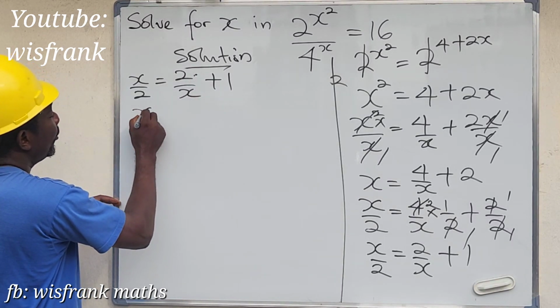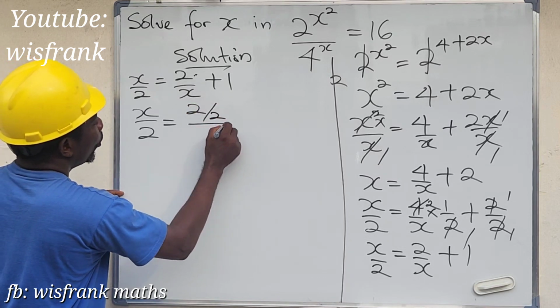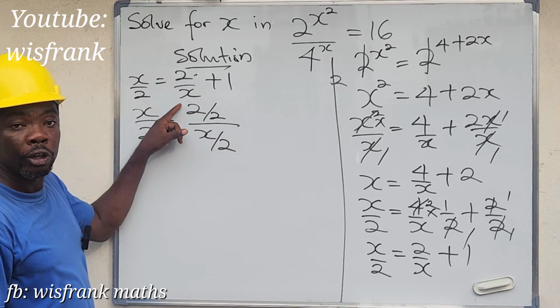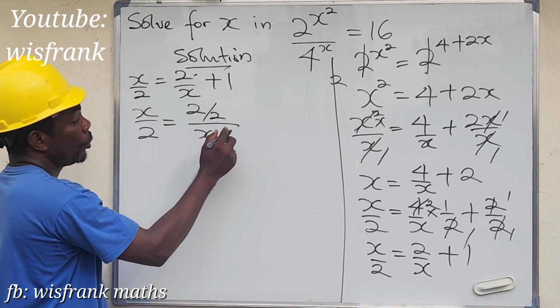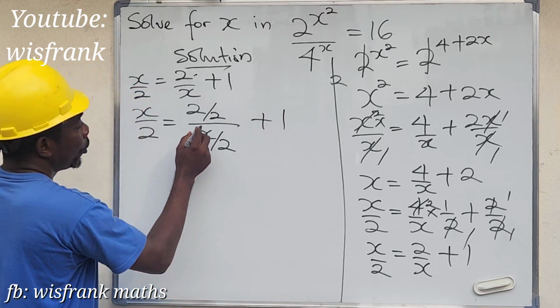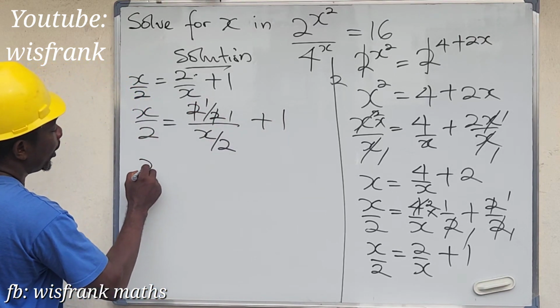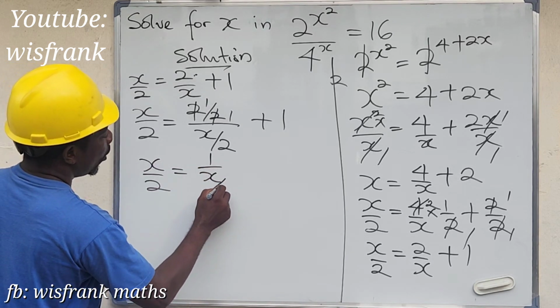That means we have x all over 2 equals 2 divided by 2 all over x divided by 2, plus 1. What we do on the numerator is what we do on the denominator; we just divide each of them by 2. The 2s cancel, so we are now left with x all over 2 equals 1 all over x all over 2.